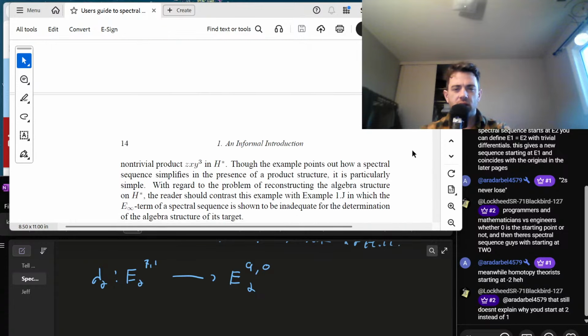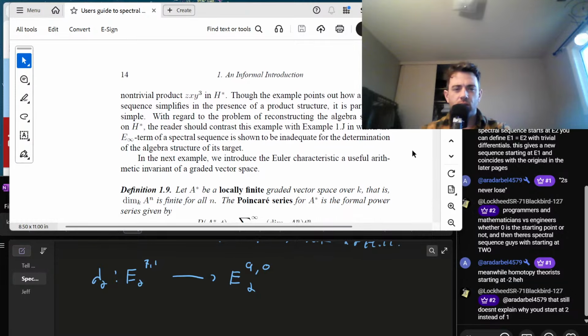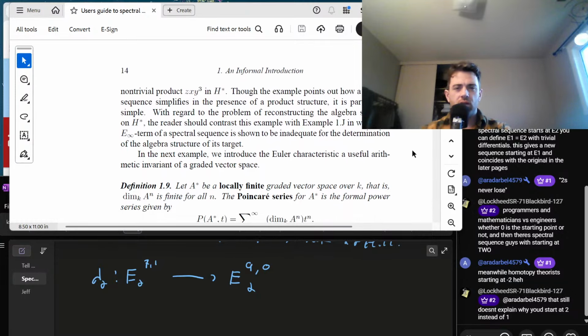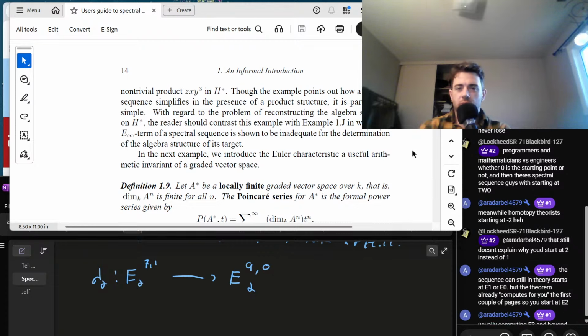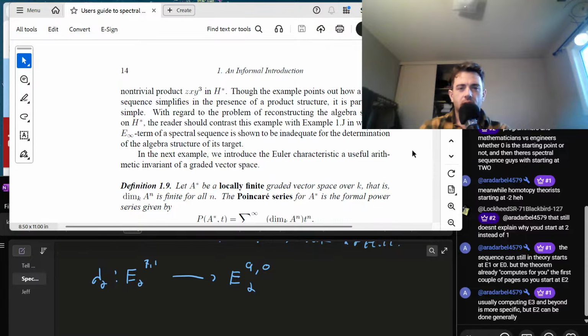Furthermore, we can read from the spectral sequence that the element represented by xy times the element represented by that is a non-trivial product. Though the example points out how a spectral sequence simplifies in the presence of a product structure, it is particularly simple with regard to the problem of reconstructing the algebra structure on H. The reader should contrast this with example 1J, in which the E infinity term is shown to be inadequate for the determination of the algebra structure.